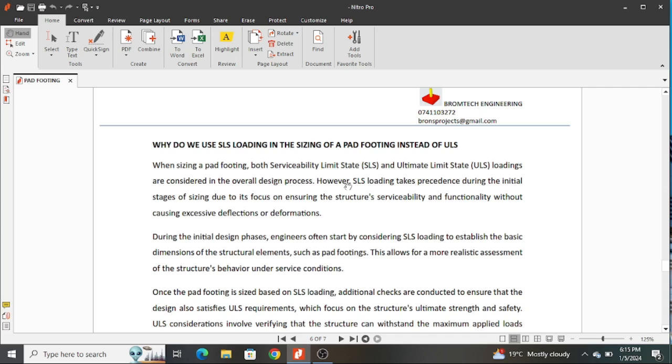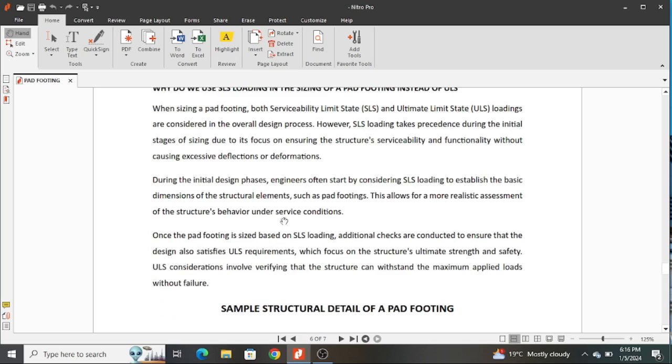Sometimes we size a footing using SLS, and when we are carrying out these serviceability and ultimate limit checks, we realize that it is not meeting the condition. So it forces us to increase the size or increase the depth or whatever we desire, or use better or bigger reinforcement. During the initial design phases, engineers often start by considering SLS loading to establish the basic dimensions of the structural elements, such as pad footings. This allows for a more realistic assessment of the structure's behavior under service conditions. This is our main term, under service conditions.